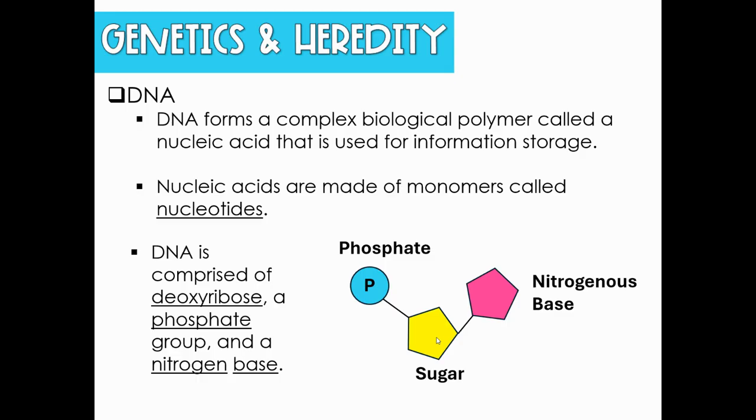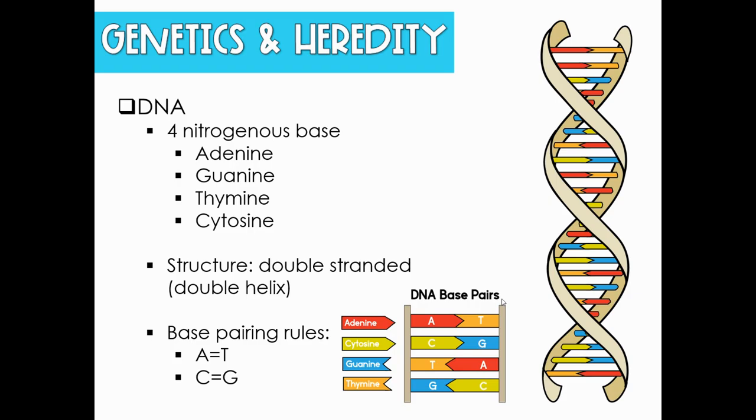Now, this sugar is going to differ depending on whether we're talking about DNA or RNA. So in DNA, it's called deoxyribose, but in RNA, it's going to be called ribose. And then we have a nitrogenous base. And that nitrogenous base, there's 4 options in a DNA molecule. So we can have adenine, thymine, cytosine, or guanine. And then in an RNA molecule, we can have adenine, uracil, cytosine, and guanine. So this is just the 4 nitrogenous bases that I just mentioned listed here.